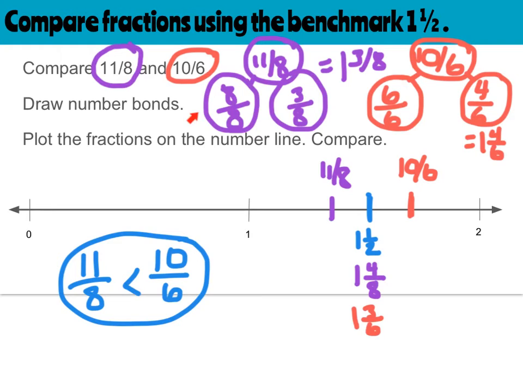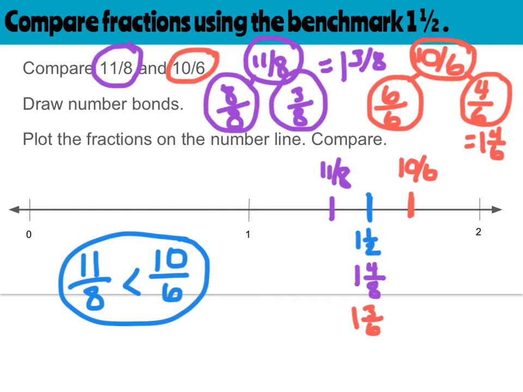I started by making number bonds for 11/8, just like the previous problem. 11/8 is the same as 1 3/8. And then I did a number bond for 10/6. I broke that into 6/6 and 4/6, so it's equivalent to 1 4/6. The next thing I did was add the 1 1/2 benchmark to my number line. So I wrote it as 1 1/2 as my benchmark, and then I wrote it as an equivalent fraction as 1 4/8, because 1 1/2 is the same as 1 4/8, and then I wrote it as 1 3/6. So I have all of my benchmarks on there.